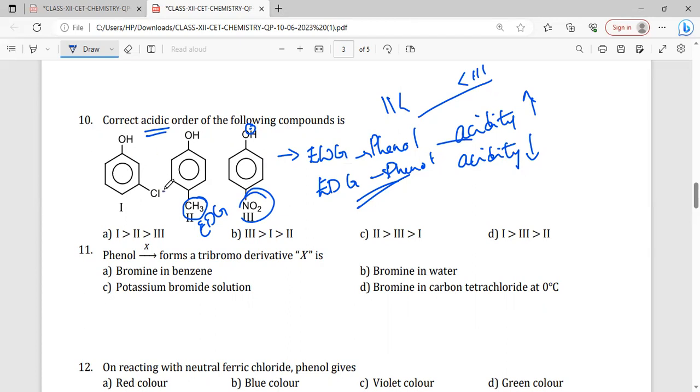meta-chlorophenol, right? Chlorine is electron withdrawing by the inductive effect, and at the meta position it will obviously withdraw electrons. So it can act as an electron withdrawing group, but not as strongly as nitro, and nitro is at the para position, where it can act as a strong electron withdrawing group. So chlorophenol should be second. Okay, this has to be the order.